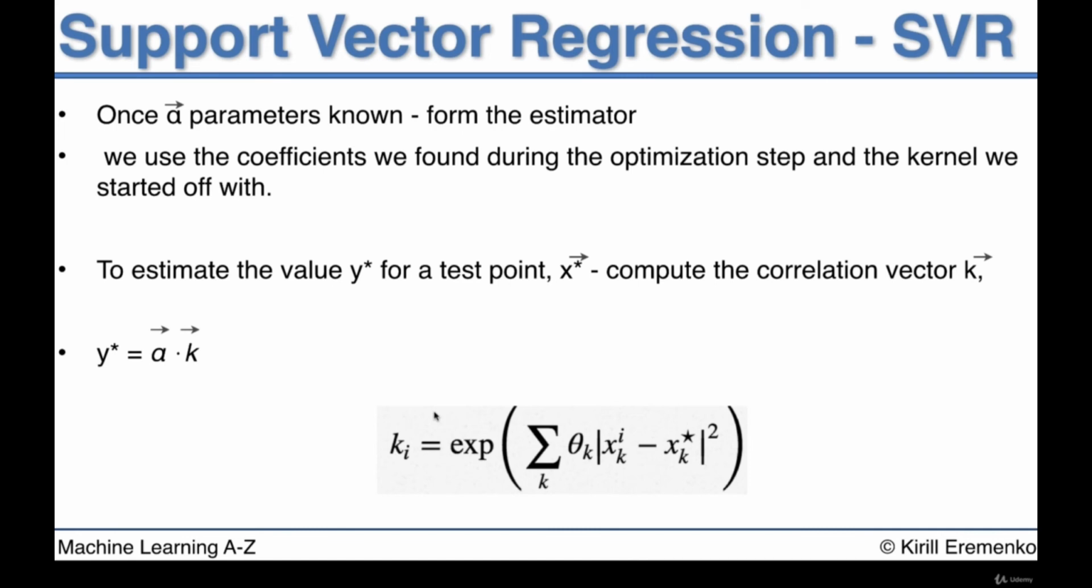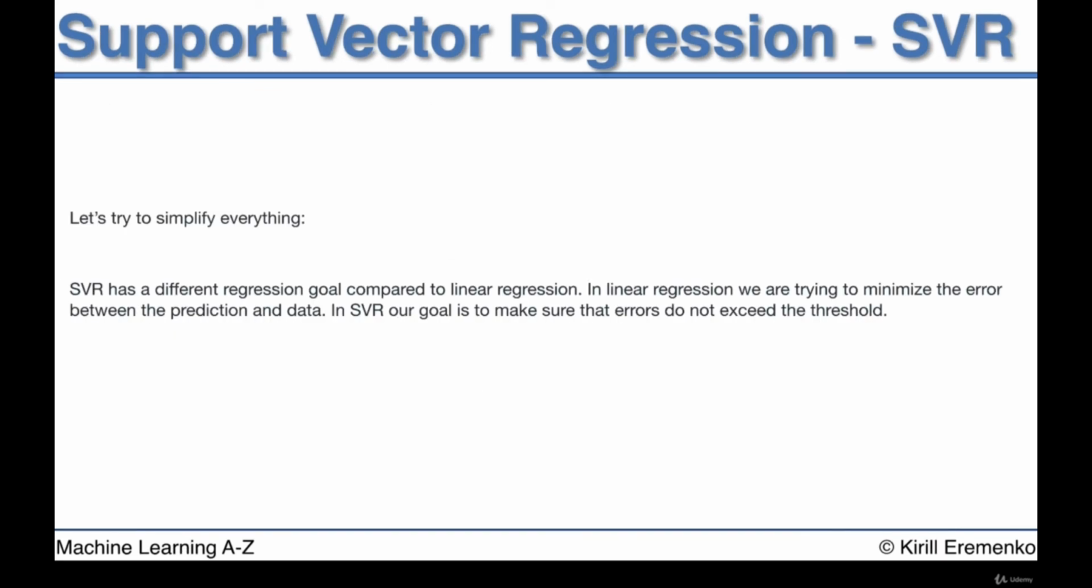Alright, the intuition behind SVR can seem a bit challenging, but to recap, let's try to simplify it a bit further. SVR has a different regression goal compared to linear regression. In linear regression, we are trying to minimize the error between the prediction and data. In SVR, our goal is to make sure that the errors do not exceed the threshold. What SVR does in this sense is that it classifies all of the linear predictions into two types: the predictor lines that pass through error bars drawn and predictor lines that don't. The lines that don't pass through those bars are not acceptable because it means the distance between the predictions and the actual values at those points has exceeded the error threshold.